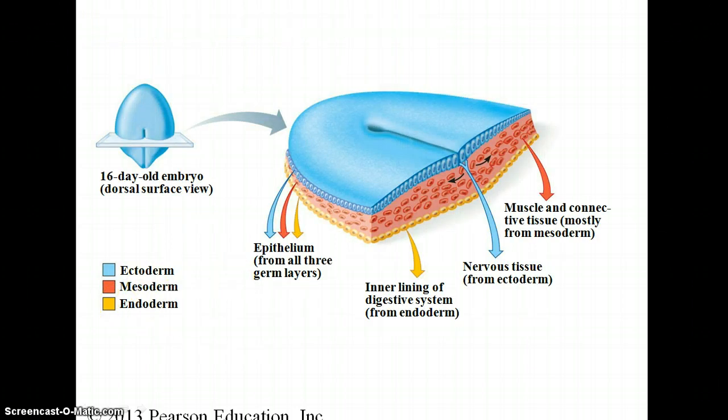So here we have a 16-day-old embryo, and you can see the 3 layers of tissue. The blue area is going to be the ectoderm. Ecto is outside. And from the ectoderm, you'll form epithelium and nervous tissue. The mesoderm is the middle layer. And from this, you will form epithelium and muscle and connective tissues. And then the endoderm, this bottom layer, will form the inner lining of the digestive tract along with the epithelium.